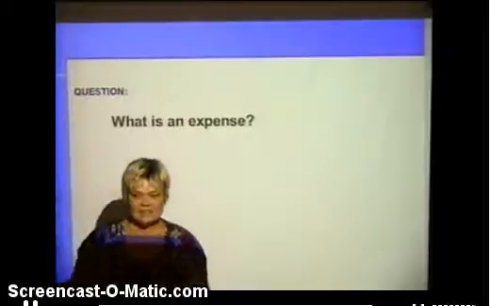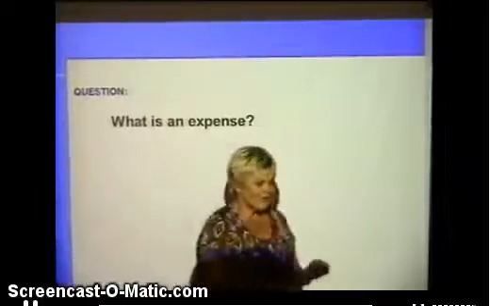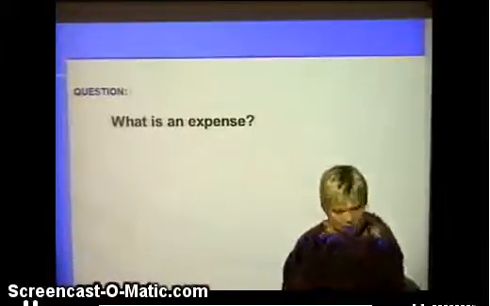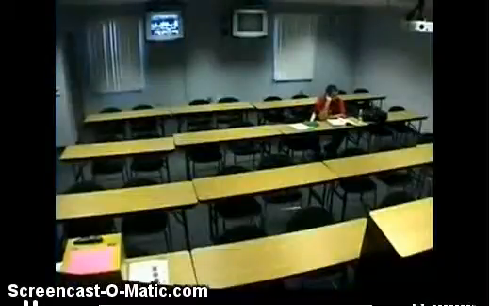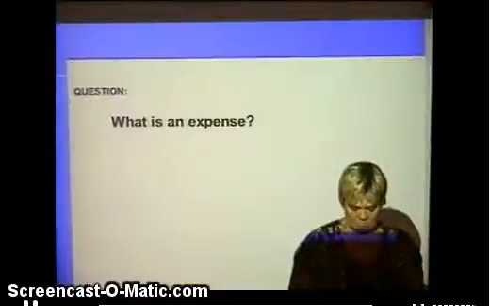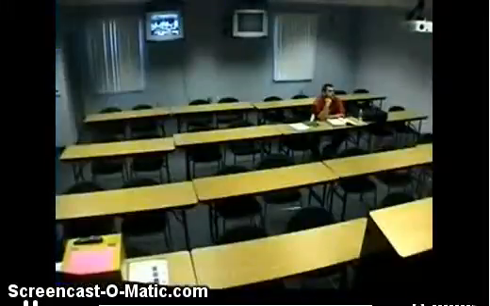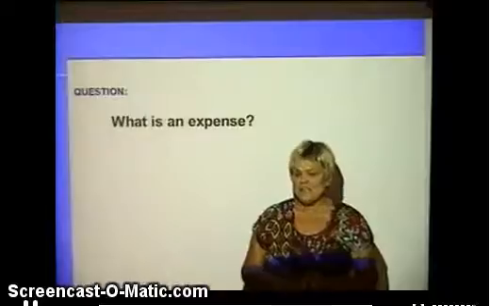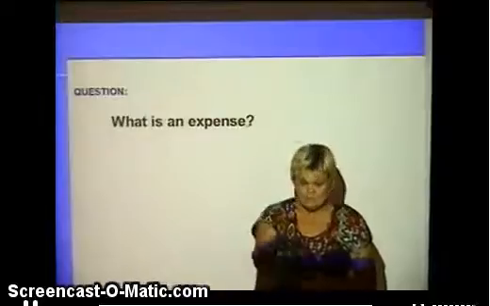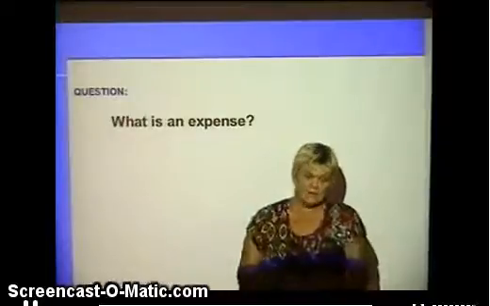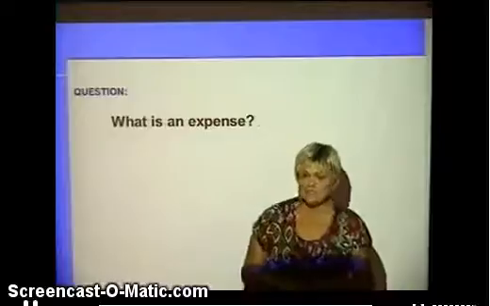Well, then what's an expense? Read your book, read your lesson. What's an expense? An outflow of cash. Money going out. Okay, money going out to do what? Buy something for the business. Operations. That's right. Okay, to do what? Pay a bill. To operate the business. Expenses or operations of the business.